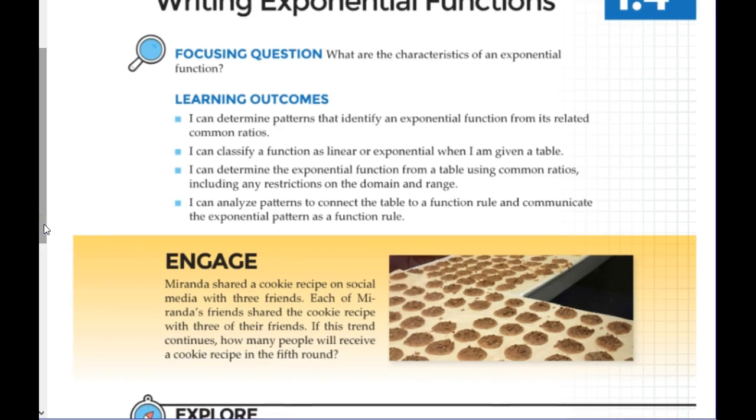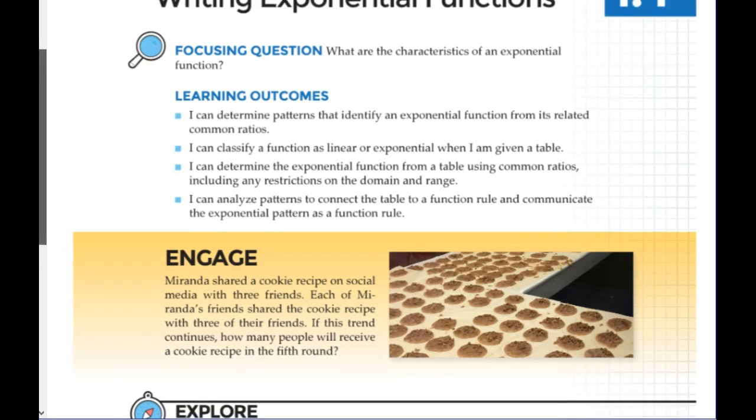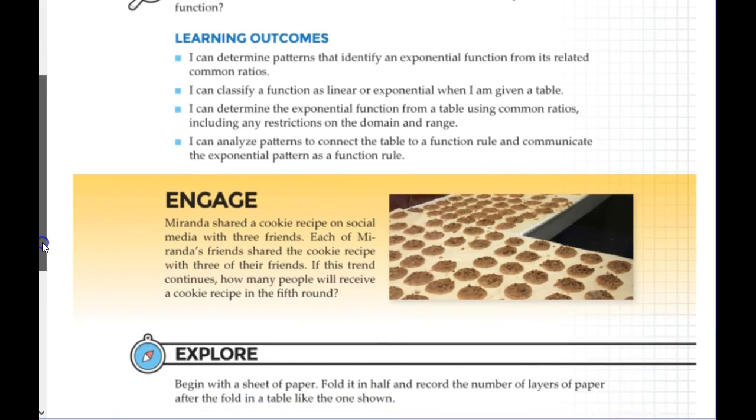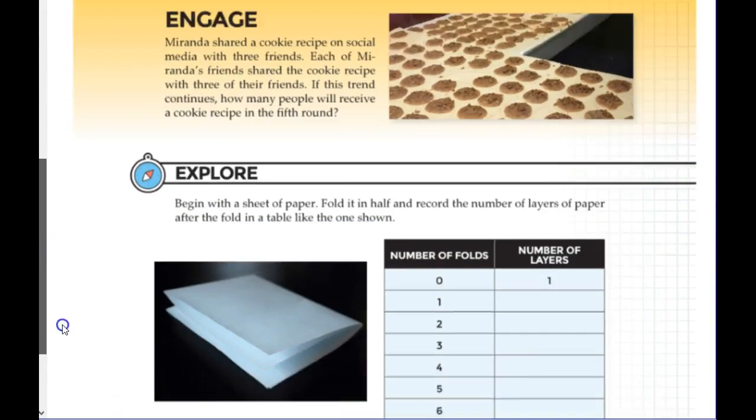Here's an example. If Miranda shared a cookie recipe on social media with 3 friends, and each of those friends shared the cookie recipe with 3 of their friends, multiplying by 3 each time, right? If that trend continues, how many people will receive a cookie recipe in the 5th round? Okay, so basically 3 to the 5th power. Okay, so 3 times itself 5 times. Okay, that's an example of exponential as long as you're multiplying each time, right?